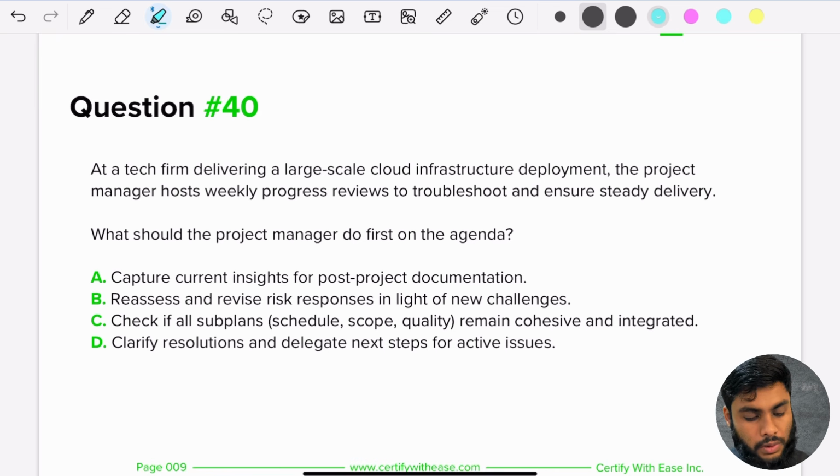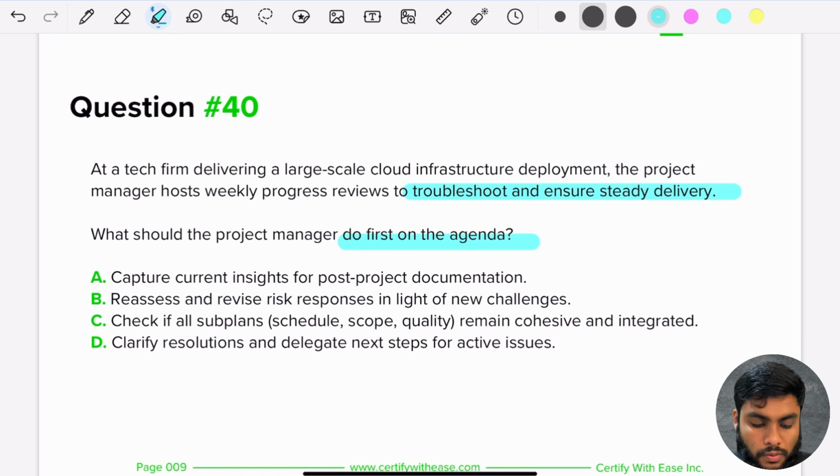At a tech firm delivering a large-scale cloud infrastructure deployment, the PM hosts weekly progress reviews to troubleshoot and ensure steady delivery. What should the project manager do first on the agenda? Okay, so this is important. What should the project manager do first on the agenda? So there's a lot of things you can do to troubleshoot and ensure steady delivery. A lot of different things, guys.